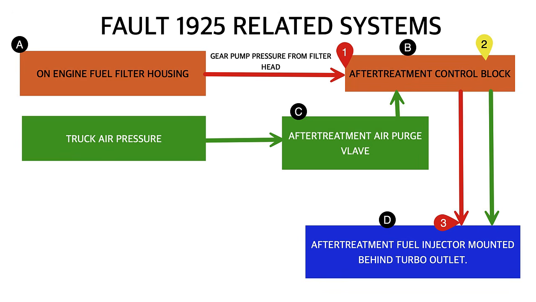So whenever the ECM decides to start a regen, or if Insite prompts it to start one, it's going to be looking at number 2. Now, at the moment, let's say the guy's driving down the road. At the moment the engine decides it wants to do a stationary regen, it looks at number 2's pressure, aftertreatment fuel control block. That pressure needs to be atmospheric pressure at that moment.